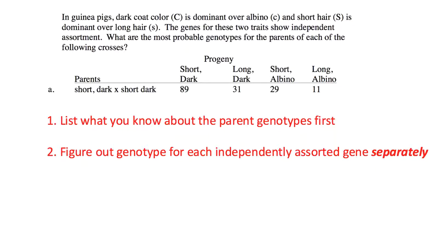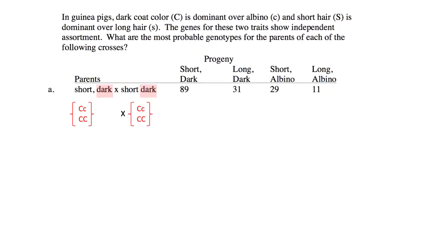Here, let's start with part A and go through it again in this fashion. Begin with the parents' phenotypes. What do they tell us about their genotypes? Both parents in part A have dark coat color. Dark coat is the dominant phenotype. That means for their coat color gene, both parents can have either big C, big C, or big C, little c as their genotype. We can't narrow it down any more than that just from looking at their phenotype.